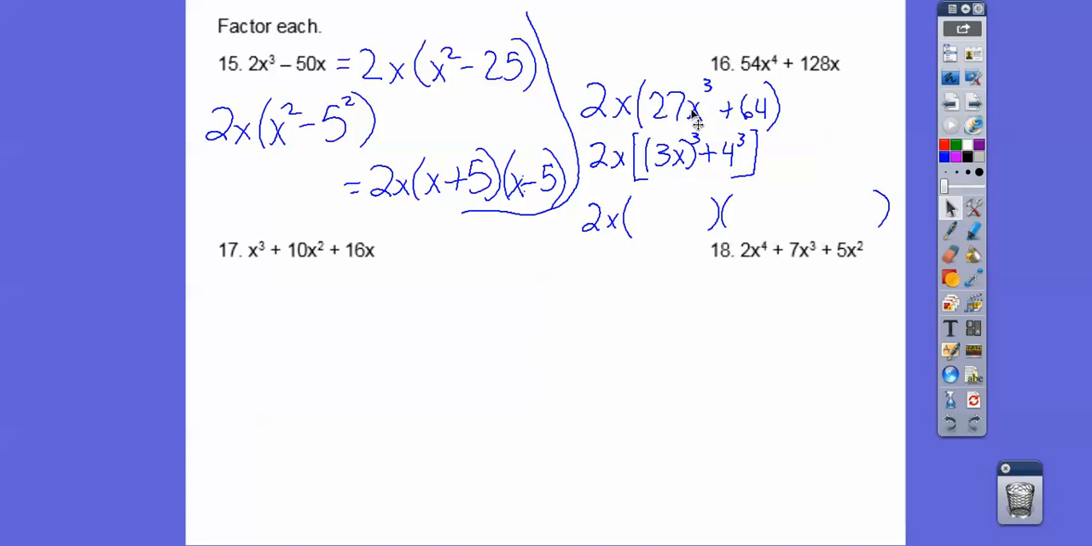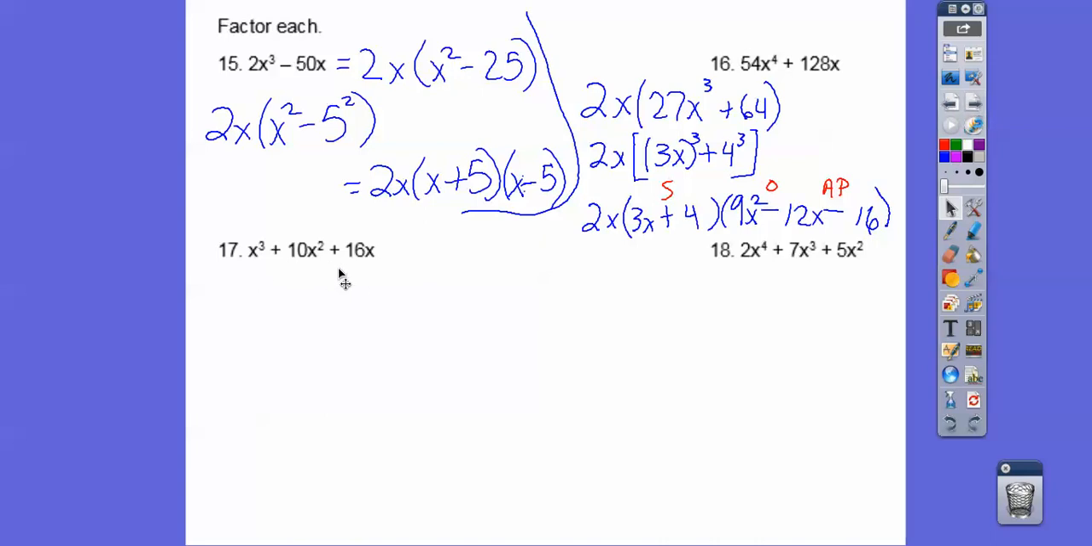sum of cubes. Okay, sum of cubes. This is 3x cubed plus 4 cubed. Okay, that's what 64 is. So now we got to SOAP it. So same side, opposite sign, always positive. Okay, so that's what that is right there. And the things that are being cubed go inside of here. Okay, and then we square. So 3x squared is 9x to the fourth. 4 squared is 16, and then multiplying those gives us 12x in the middle.